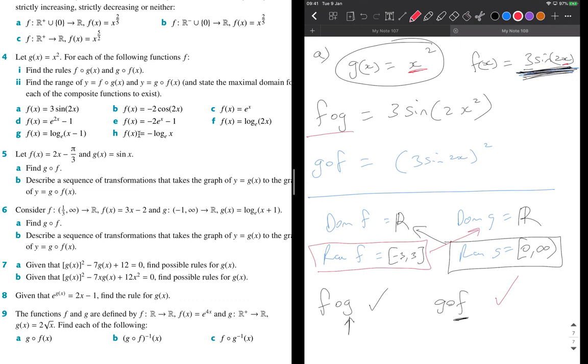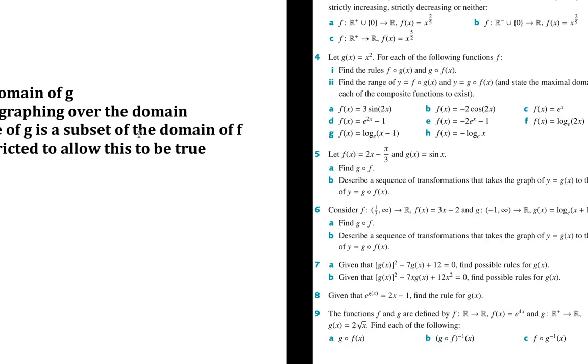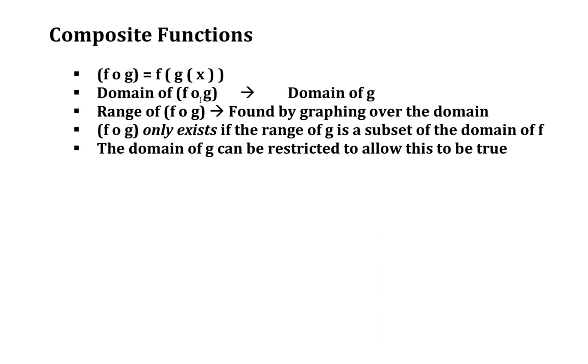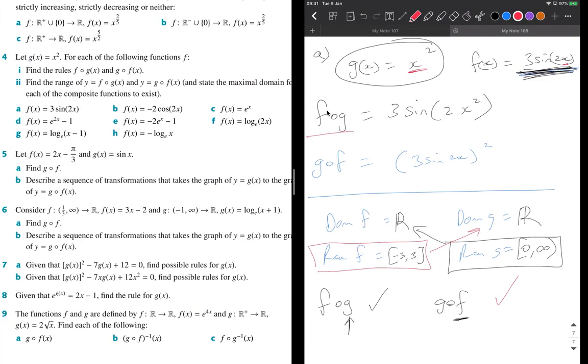Now, what's the maximal domain for them both to exist? Well, they both already exist, so remember that the domain of a composite is just the domain of the inside one. So the domain of fog is just going to be all real numbers because that's the domain of the inside one, and the domain of gof is just going to be the domain of f because that's the inside one. So both domains here are all real numbers. So let's have a think now of what the range will be.